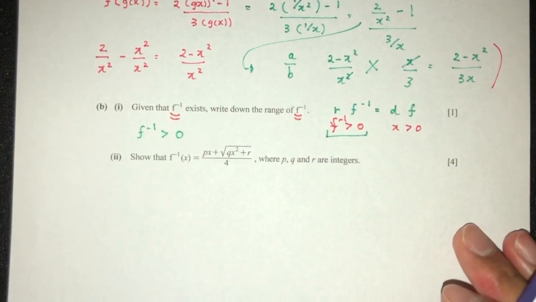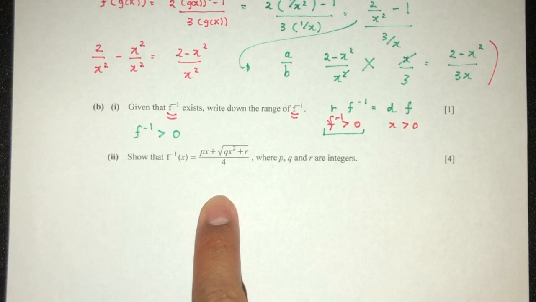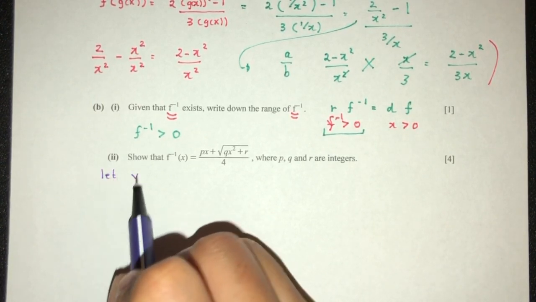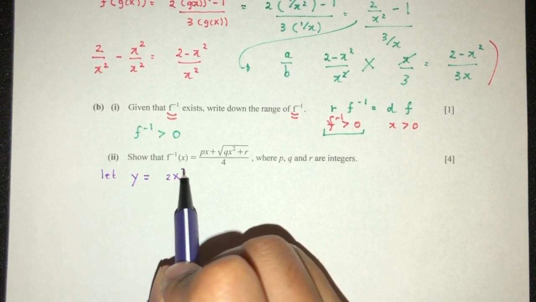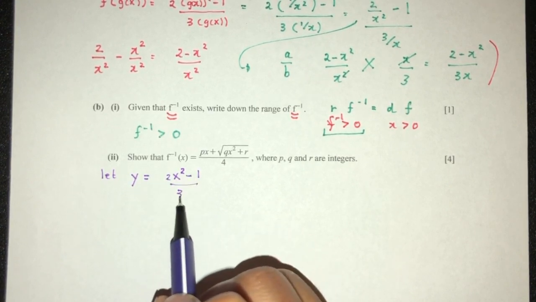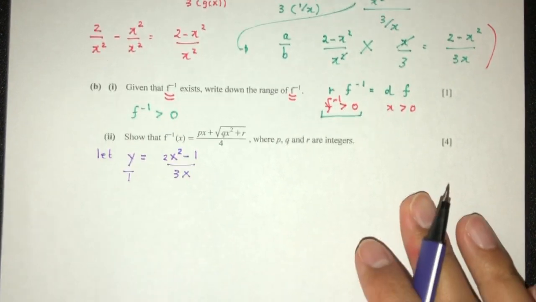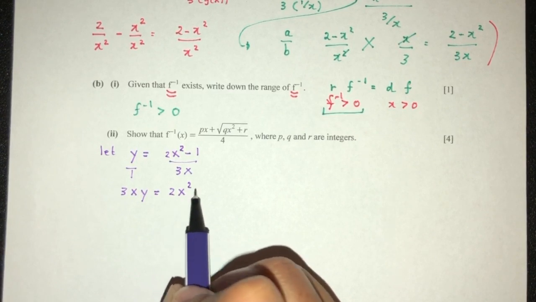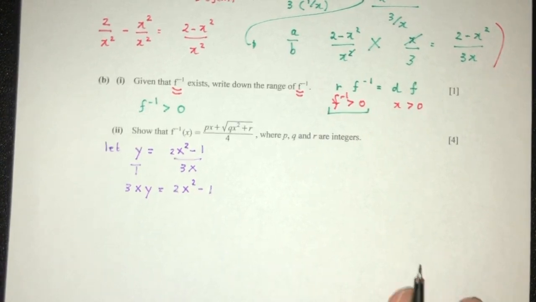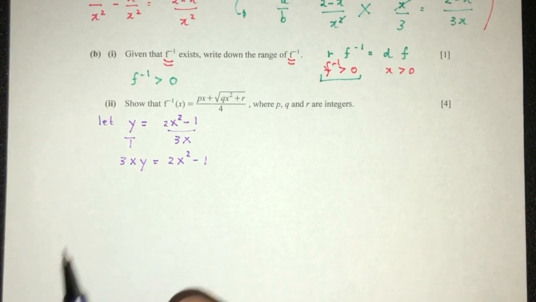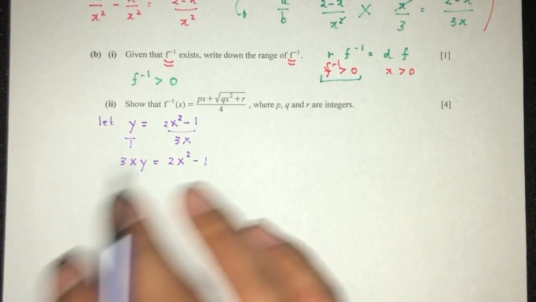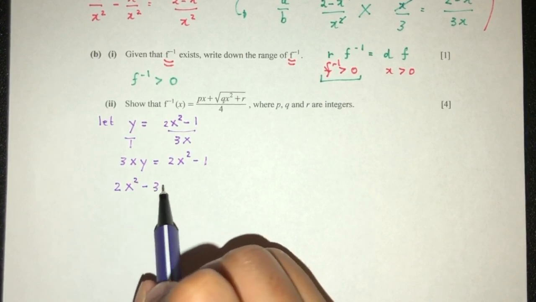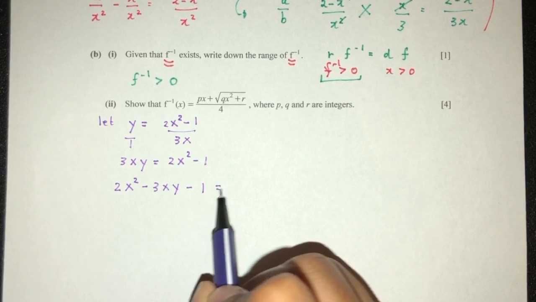And the last one is we have to show f inverse is equal to something like this. So one by one, how would you find this? Step number 1 is let y equal to f, which is 2x squared minus 1 over 3x. Now we can cross multiply. You will have 3xy equal to 2x squared minus 1. Then we have to try to simplify it. Let's send everything to one side. You will have 2x squared minus 3xy minus 1 equal to 0.